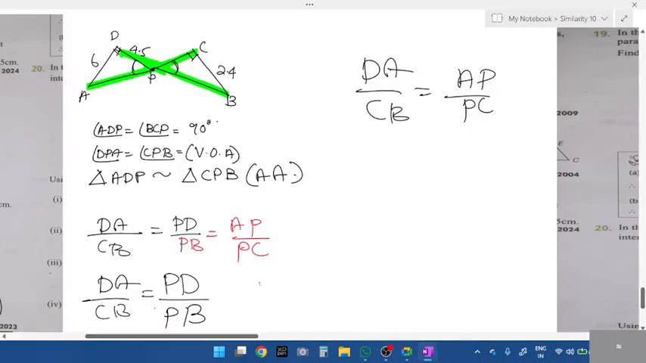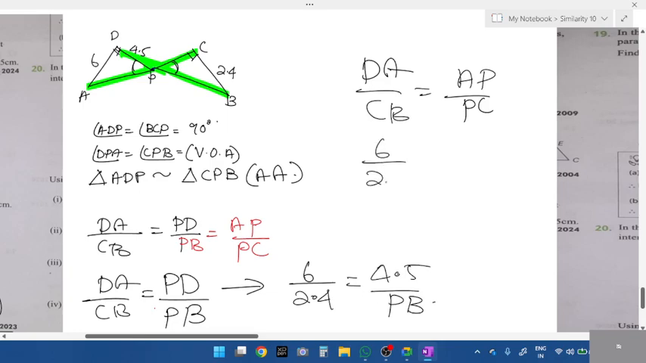Okay, let us solve this question. What do you get? What is DA value? 6 divided by, tell me, 6 divided by 2.4. PD value is 4.5 divided by PB. Solve this. Next, 6 divided by 2.4 is equal to AP divided by PC. Just solve this, you'll get the answer. All of you complete it.